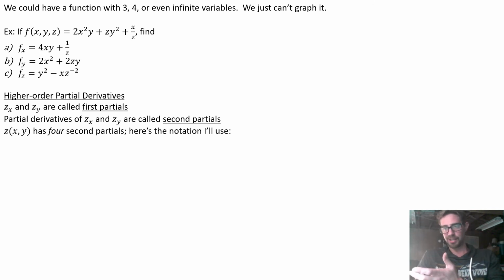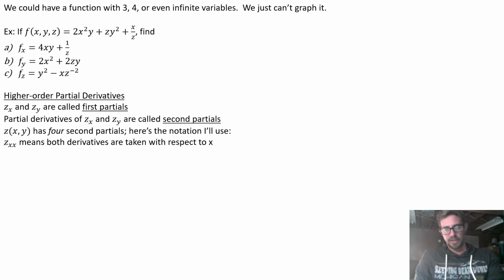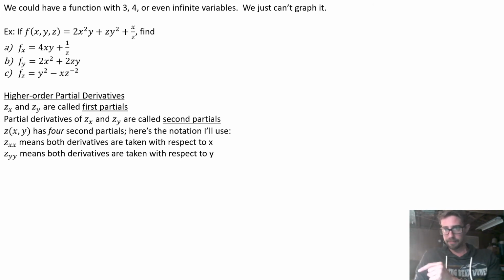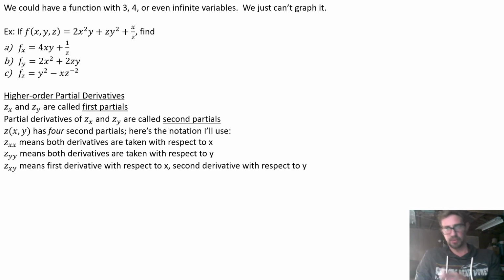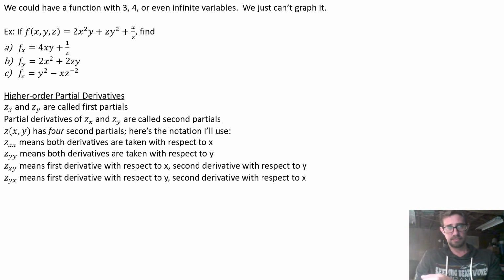You'll see different notation in the book and whatnot. Deal with it. I like this the best because it's simplest. Zxx means do x then do x, and obviously I'll do an example. Zyy means do y then do y. Zxy means first you do respect to x, then respect to y. Obviously, that means the opposite. First do y, then do x. So just read it from left to right, and just do them in order. With a function of 3 variables, if I ask you, like in the previous example, for f x, z, y, you do x, then z, then y. Okay?